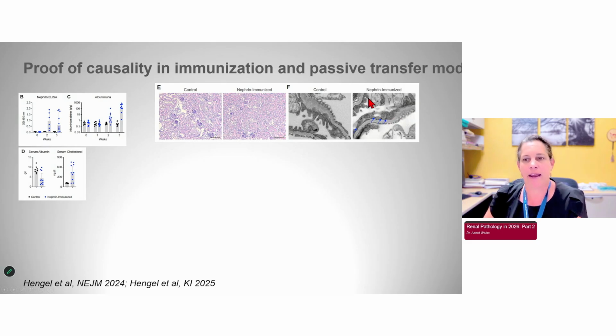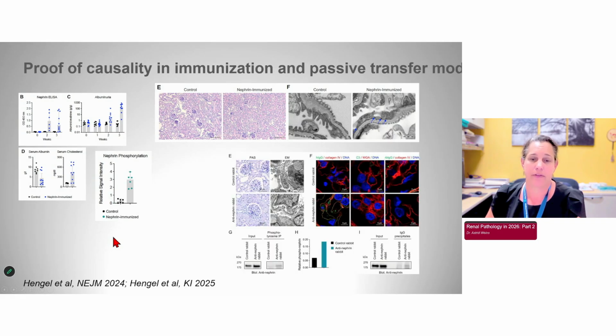And looking at the tissue from those animals, you can see that the nephrin-immunized mice have the same phenotype as our patients, with loss of slit diaphragms, the podocytes moving apart from each other, causing some gaps in coverage and foot process effacement. They also showed that nephrin-immunized animals had a higher degree of nephrin phosphorylation, which has already been linked to more proteinuria in other studies.